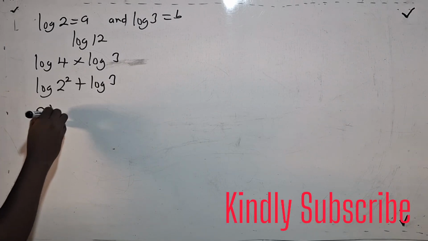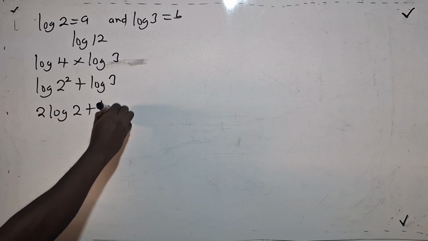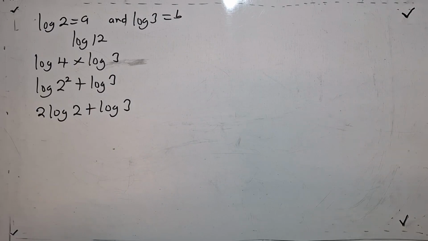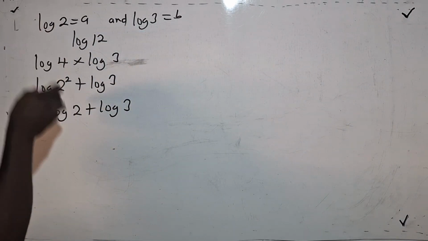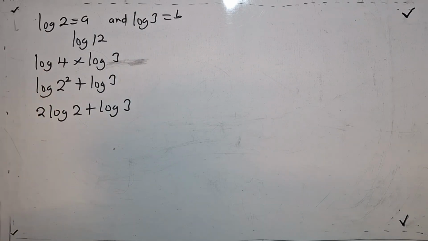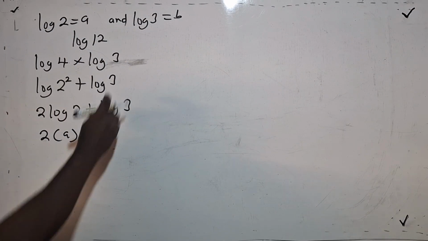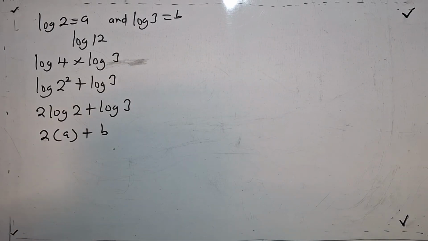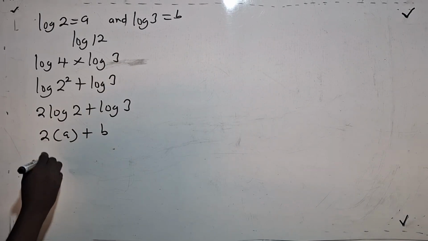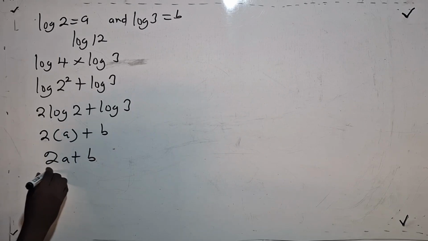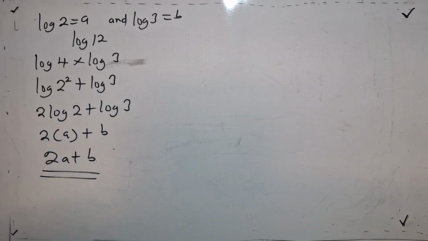Now I can express this as 2 log 2 plus log 3. Now I've expressed this in 2s and this in 3s. And they have given me log 2 as a and log 3 as what? B. So I have to just put in the values here. So this one means 2 multiplied by the value here, then plus the b. So 2 times a will give me 2a, then plus b. So this is the final answer we are going to get.